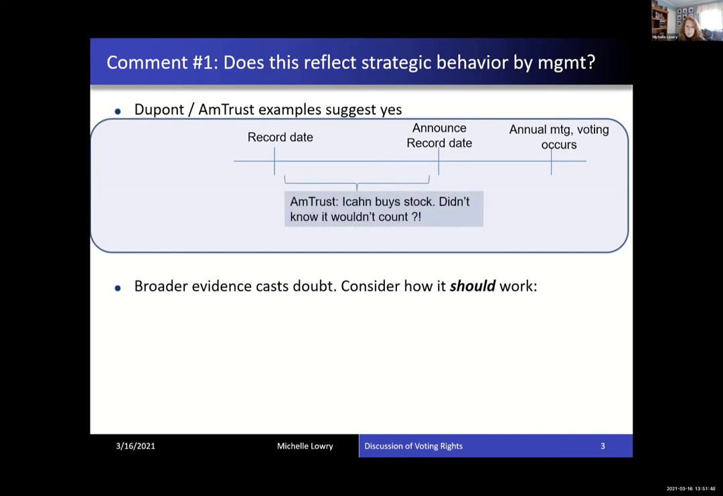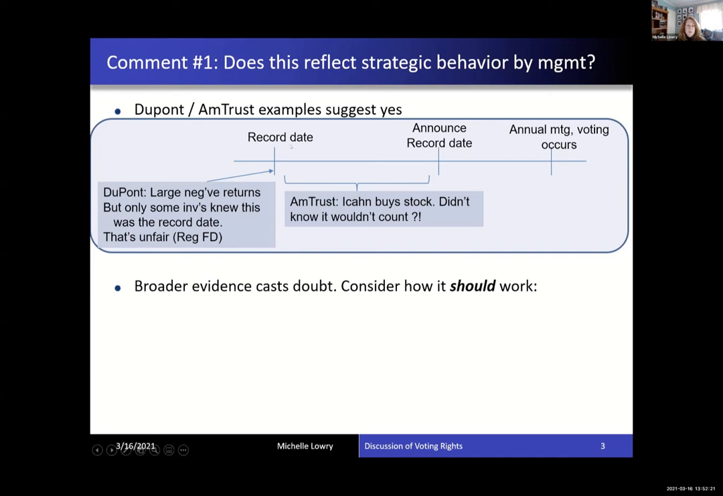In the AmTrust example, which Slava didn't talk about, the record date occurred, and then after the record date, Icahn buys a bunch of stock because he's trying to influence this going private transaction that AmTrust is attempting to do. And then he files a lawsuit saying, well, wait a minute, the record date already passed. I didn't know that. How could I have known? You're hiding information. So the allegation is that Icahn bought stock not knowing that the record date had already passed. The DuPont example is a little bit different. Here we observe large negative returns around the time of the record date. But again, as Slava discussed, only some investors knew this was the record date, and that's unfair under Reg FD.